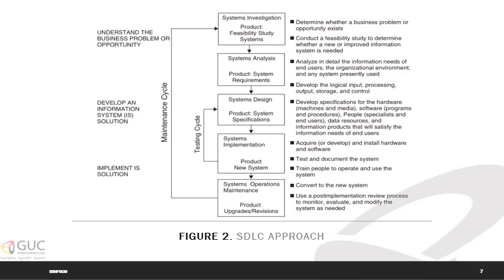System operation and maintenance include converting to the new system and using the post-implementation review process to monitor, evaluate, and modify the system as needed. The output of this phase is the upgrades and revisions of the currently running system.